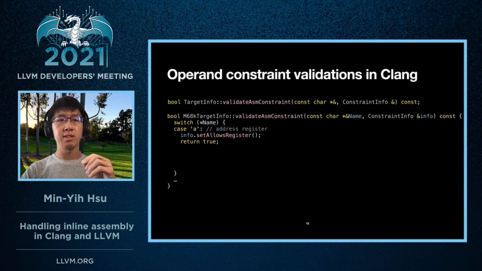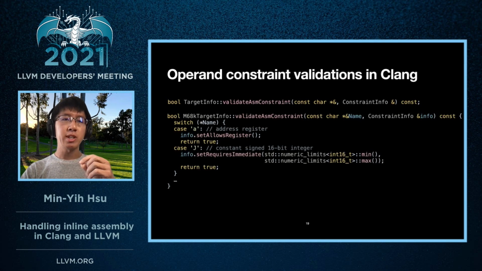Here's an example. In M68K, the A constraint string means address register. So first, we're going to return true to tell Clang that, hey, this is a valid constraint string. In addition, we also use setAllowsRegister to provide a heuristic to Clang saying that this is actually a register operand. Similarly, we can use setRequiresImmediate to provide a heuristic to say the J constraint string is actually an immediate operand.